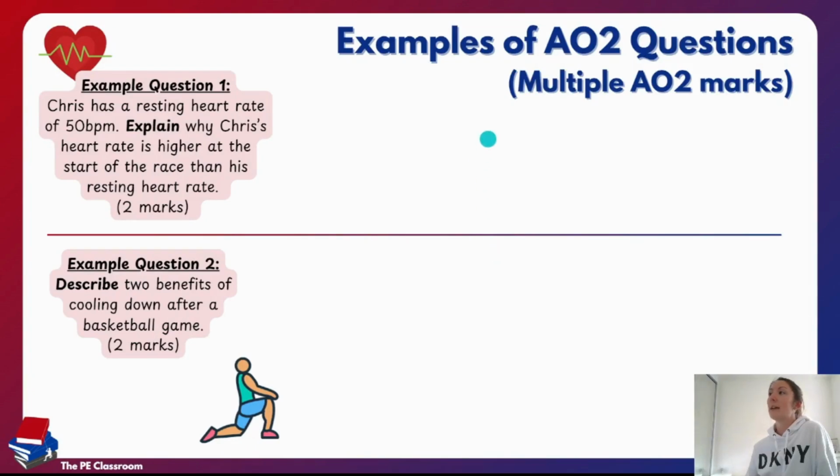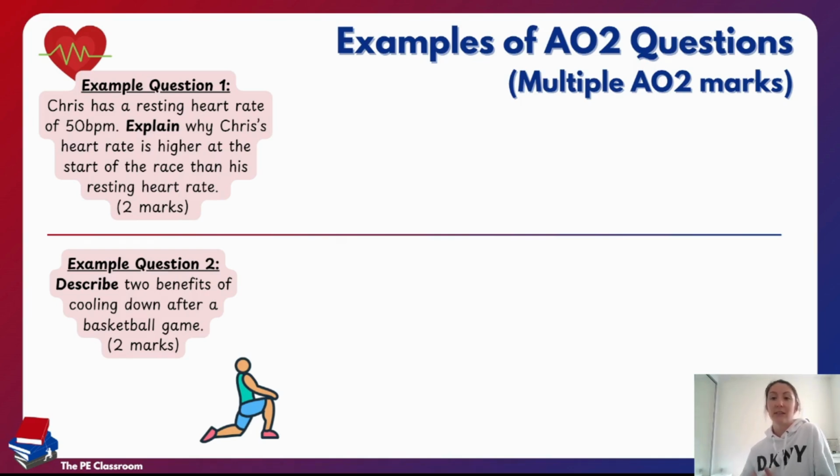Okay, so now we're just going to take a look at multiple AO2 marks. So questions that are worth more than 1 mark, but the points you need to make are both AO2 points. So we have here question 1. Chris has a resting heart rate of 50 beats per minute. Explain why Chris's heart rate is higher at the start of the race than his resting heart rate. So essentially, at this point, you need to recognise that explain is the command word for AO2 points. Knowing that already, you're going to need to add a bit more detail than just describing something.